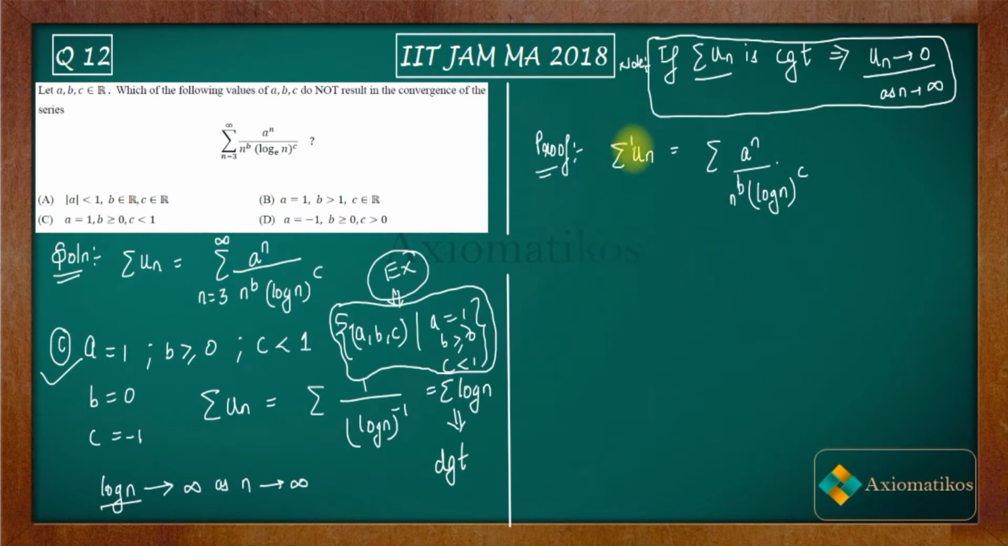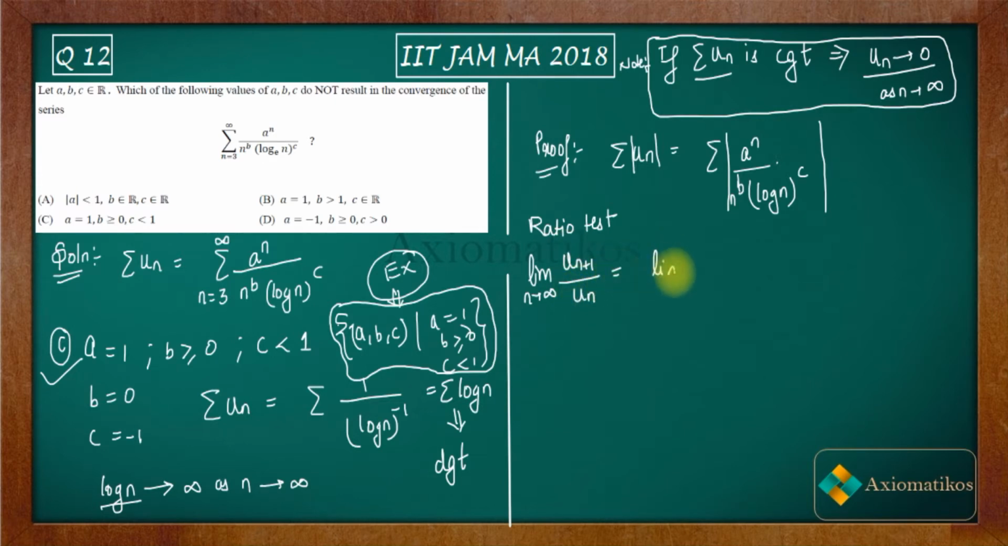So the first aim will be to make this series a positive term series. Let us put mod on it. If you place your mod in this series, then it's a positive term series. Now you can use the general tests that you know. I will be using the ratio test to check the convergence. What do you know about the ratio test? It is limit n goes to infinity of un plus 1 by un.